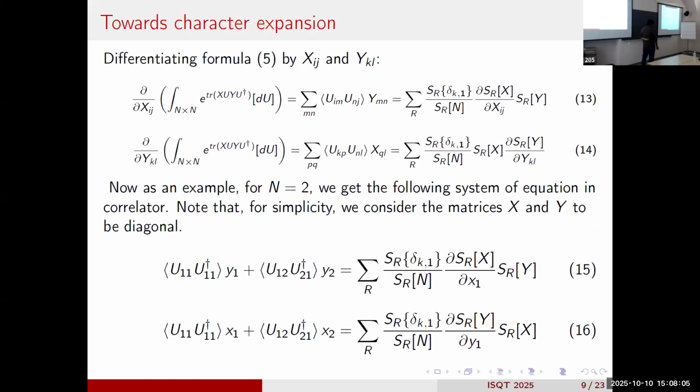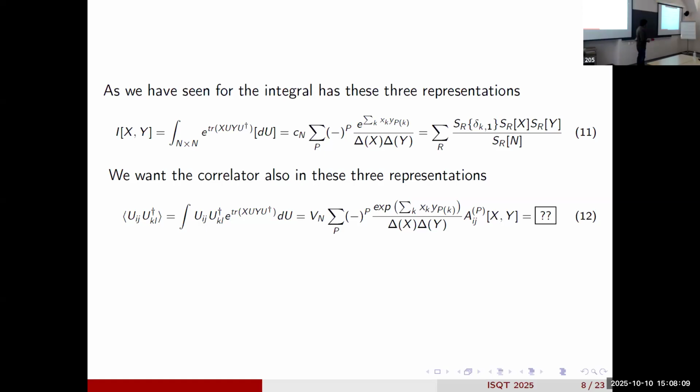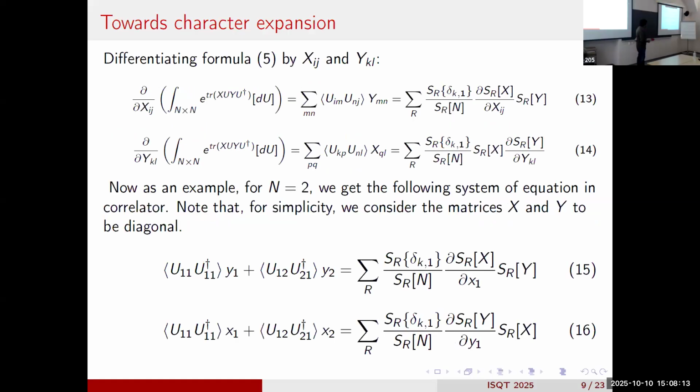We used two approaches. First one was differentiating this integral. So this integral is actually equal to this. If you differentiate by the matrix element xij, it will give you this kind of sum on one side, and on the other side is the differentiation of the polynomial by xij. You can do the same thing for this by ykl.